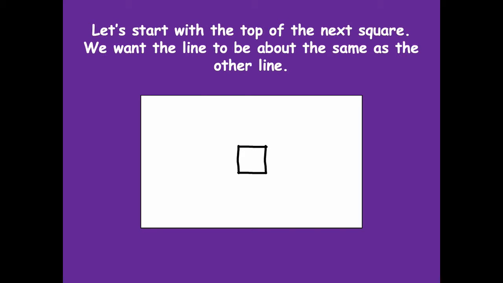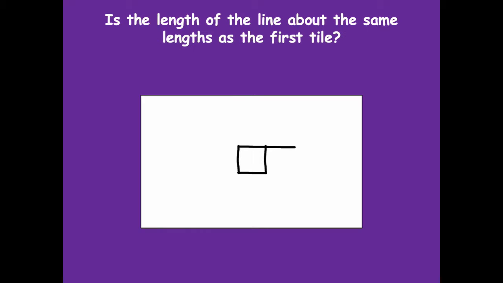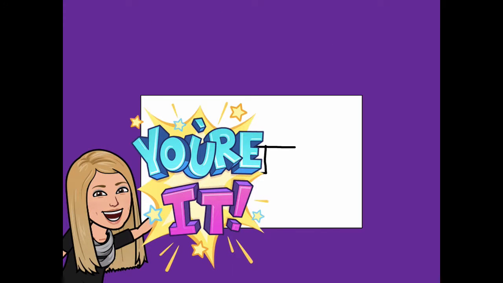All right, friends, pause if you need more time. Otherwise, here's our next step. So we're going to start with the top of the next square. We want the line to be about the same as the other line. So now I draw through there. Is the length of the line about the same length as the first one? As the first tile? Yeah, it sure is, right? Okay. So pause the video. Draw your line, just that one line, about the same length, just like I did. Okay, so pause the video, do that, and then click play when you're ready for the next step.